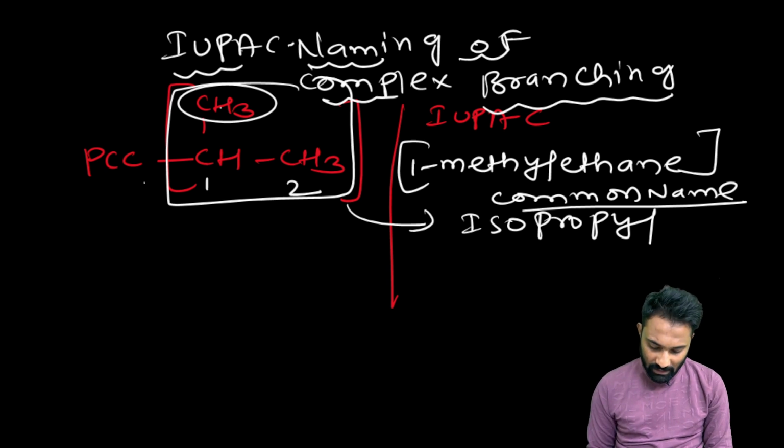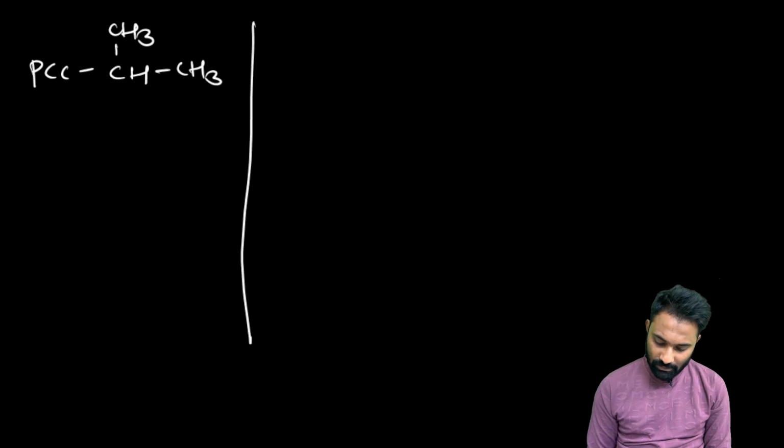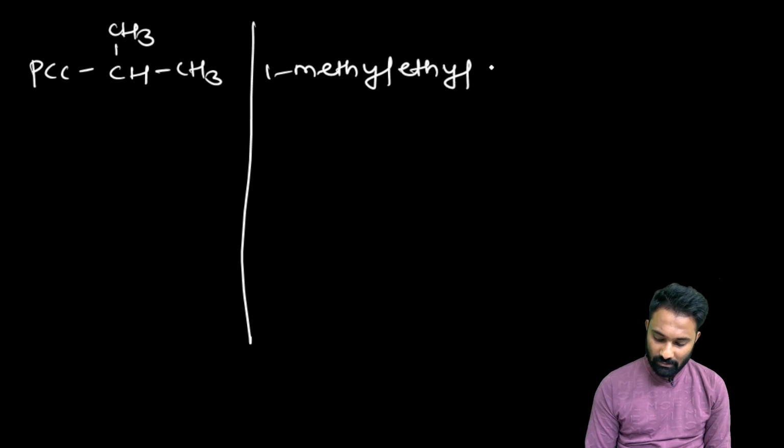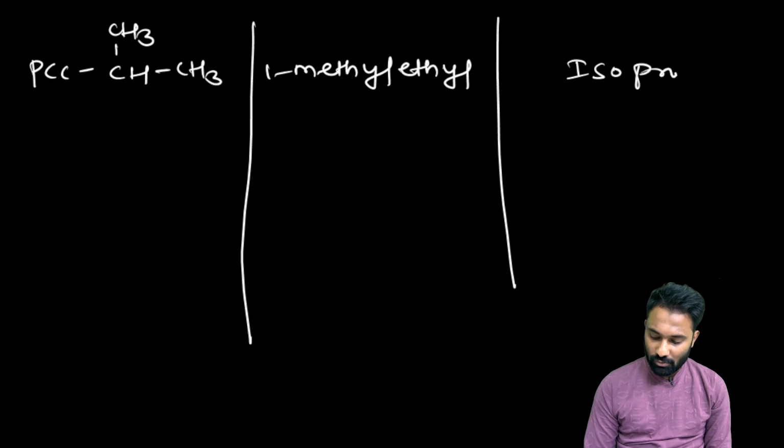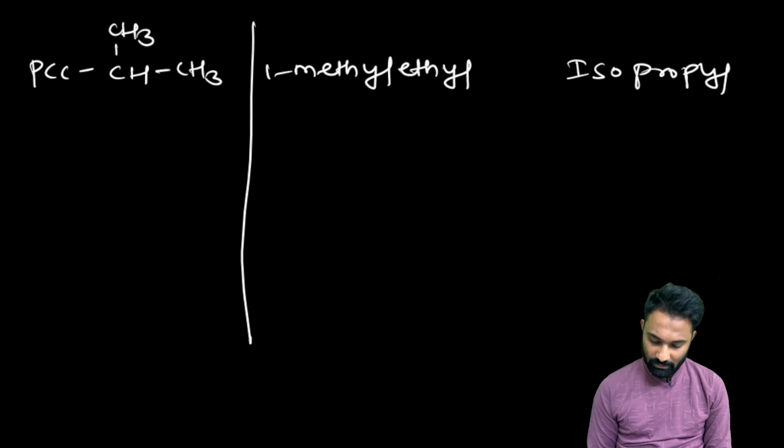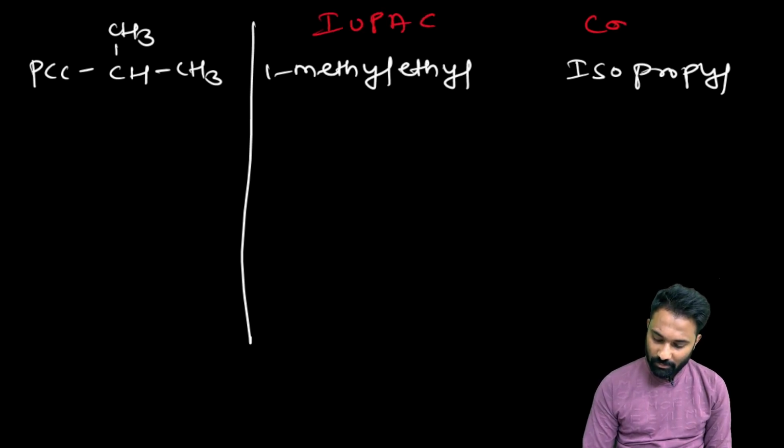Now I will write some examples very clearly here. First one, here the CH, here the CH3 and here it is a CH3. Now the IUPAC name will be 1-methylethyl. Common naming will be isopropyl. Done. This is the IUPAC name, and this is the common name.